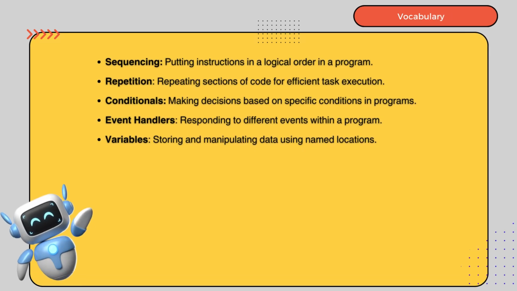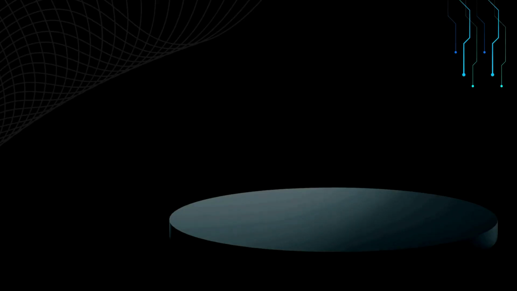Let's take a look at this week's vocabulary. Sequencing, putting instructions in a logical order in a program. Repetition, repeating sections of code for efficient task execution. Conditionals, making decisions based on specific conditions in programs. Event handlers, responding to different events within a program. Variables, storing and manipulating data using naming locations.